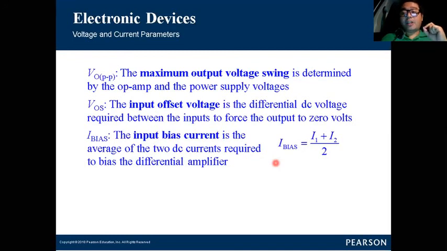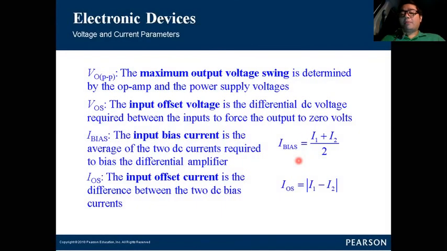Diba ang first stage or ang input stage ng op-amp ay diff amp. Ang input ng diff amp ay base ng NPN natin. Therefore, itong I sub 1 tsaka I sub 2, these are both base currents. Take note of that. Ang I sub 1, ito yung kuryente ng ating inverting input. Ang I sub 2 naman, ito yung kuryente ng ating non-inverting input.